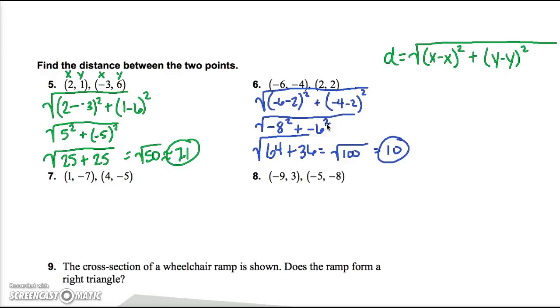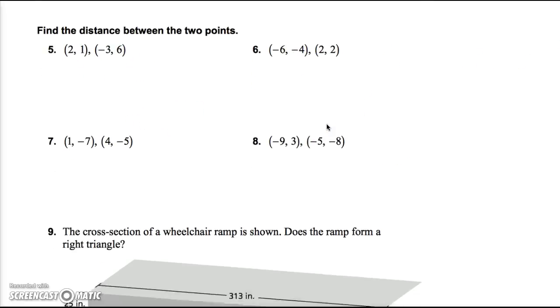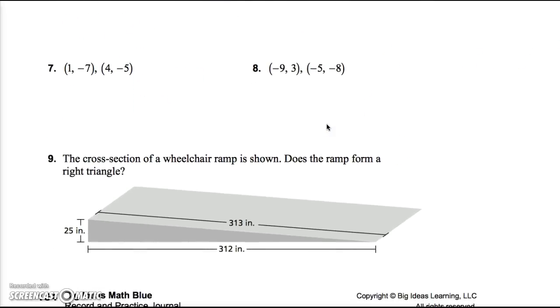All right, let's look at number 7. Again, we're going to take the square root of all this. So subtract your x's. 1 minus 4 squared, plus, and then subtract your y's. Negative 7 minus a negative 5 squared.